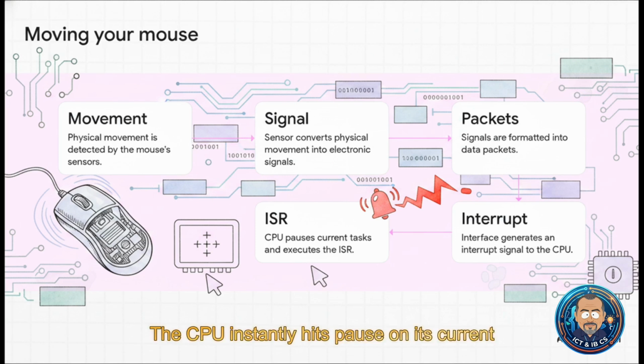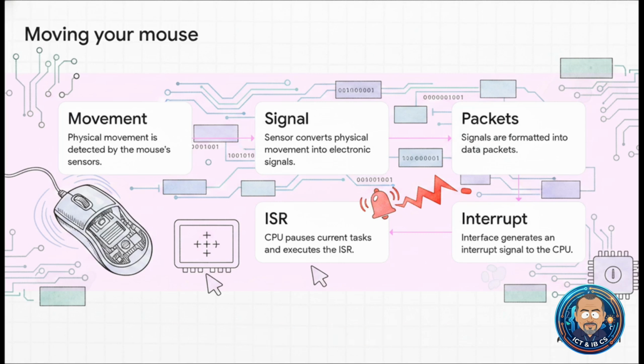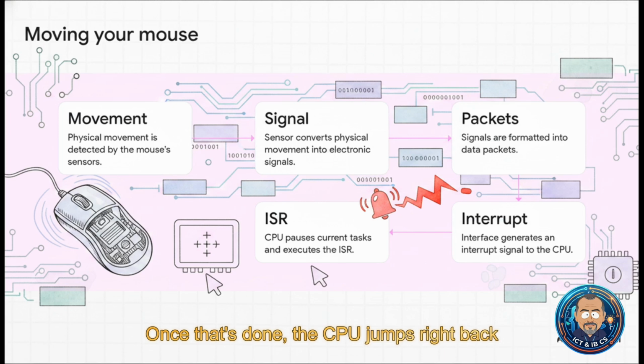The CPU instantly hits pause on its current task, saves its exact state, and activates a specialized little piece of software called an interrupt service routine, or ISR. That ISR is what actually updates the coordinates and moves the cursor on your monitor. Once that's done, the CPU jumps right back to whatever it was doing before. All of that incredibly complex communication happens just so you can aim your crosshairs in a video game.